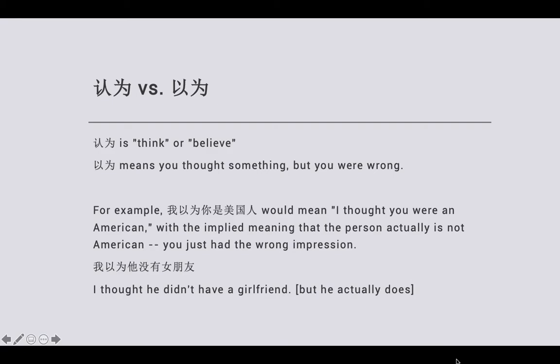And another mistake that some people always make is between 认为 and 以为。认为 is a think or belief. 以为 means that you thought something, but actually you were wrong about it. For example, 我以为你是美国人. It means I thought you were an American. But the implied meaning of this sentence is that actually this person is not American. You just had a wrong impression. And another example is 我以为他没有女朋友. It means that I thought he didn't have a girlfriend, but actually he does have one.